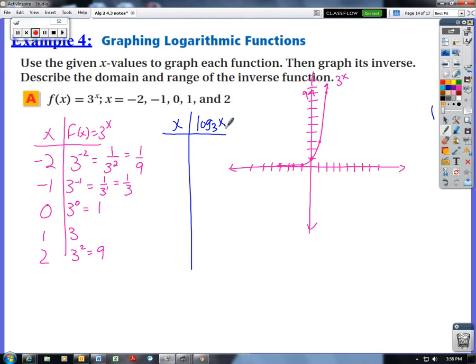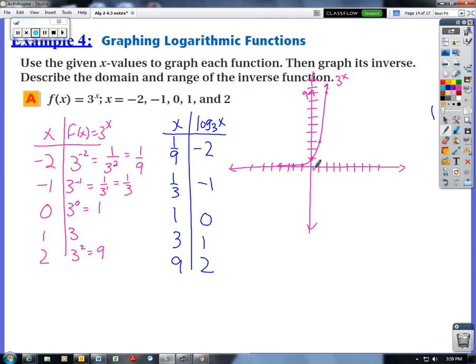So all of the y's from the first function are going to become the x's of the inverse, and all of the x's are going to become the y's. So we just do a quick little swap here, no thinking required. And then we plot those points.